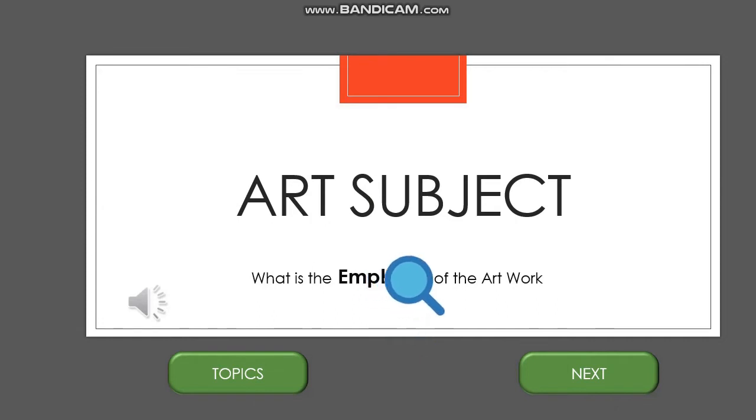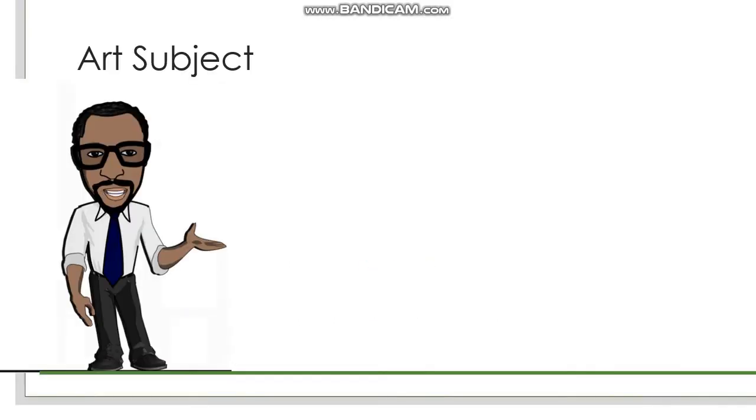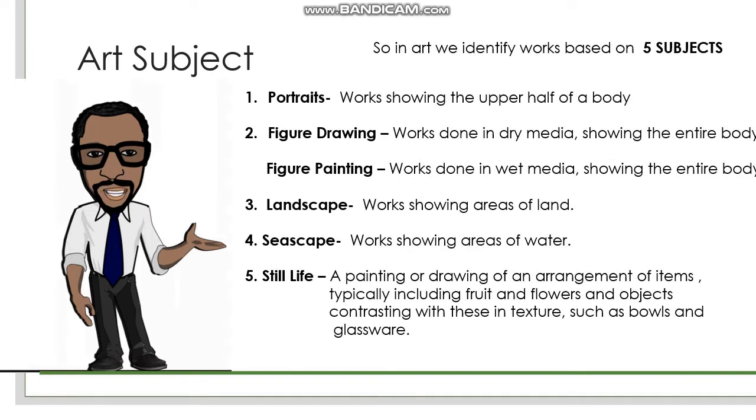Art subject. What is the emphasis of the artwork? The term subject identifies the main idea or thing. So, in art, we identify works based on 5 subjects.